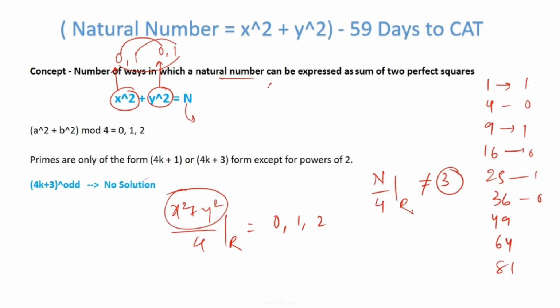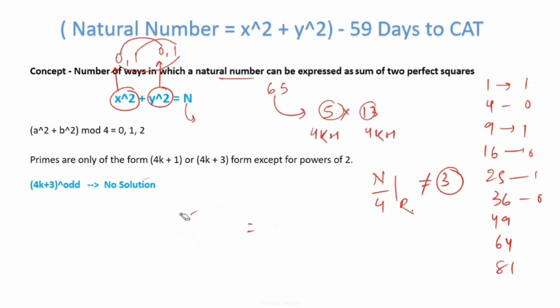Let's take a very simple example. Let's take 65. 65 can be given as 5 into 13. Here, this number is 4k plus 1 and this number is also 4k plus 1. Let's take a number like, let's say, 91. 91 is 7 into 13. This number is of the form 4k plus 3 and this number is of the form 4k plus 1.